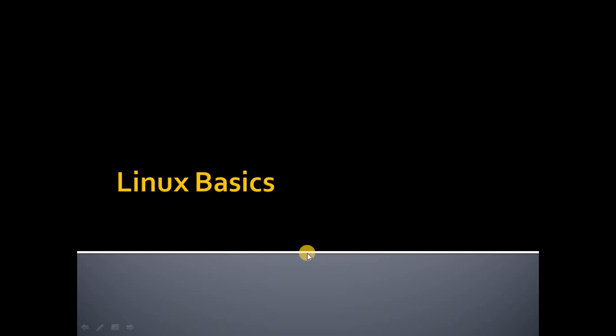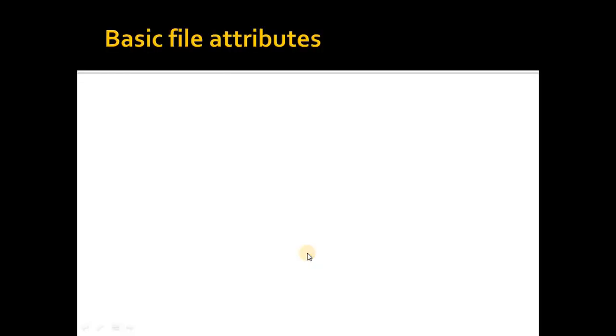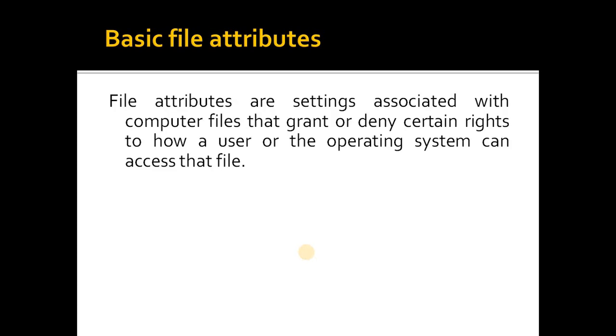Hello students, today we shall see the next point of Linux basics, that is basic file attributes. File attributes are settings associated with computer files that grant or deny certain rights to how a user or the operating system can access that file. So depending upon the attributes of the file, the user or the operating system can use that particular file.